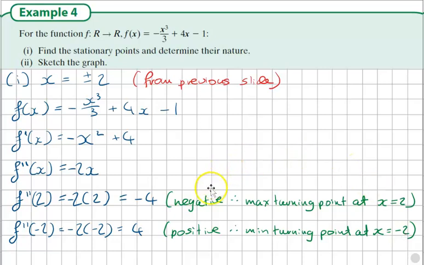So when you sub into the second derivative, if you get a negative, you've figured out the maximum turning point. And if you get a positive, you've figured out the minimum turning point.